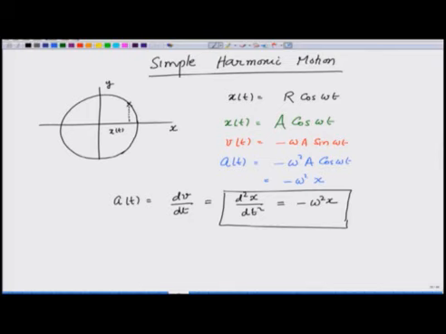That means, whenever the acceleration is of the form minus some constant c times x, where c is positive, because this is coming from omega square, so it has to be a positive number, the motion is going to be simple harmonic.